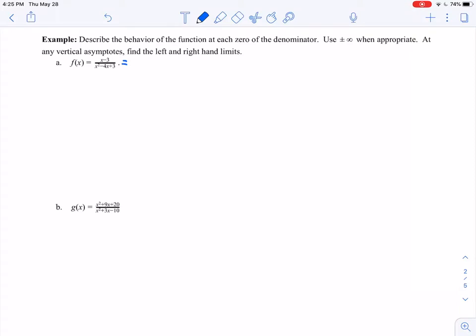So I think this problem is just going to be easier if we factor, so I'm going to do that wherever we can. Numerator, x minus 3, that cannot be factored. My denominator, though, two numbers that multiply to be 3 and add to be negative 4 would be negative 3 and negative 1, so x minus 3 and x minus 1. Now, the first thing we want to do, it says describe the behavior at each 0 of the denominator. Well, I need to find the zeros of the denominator in order to do that.